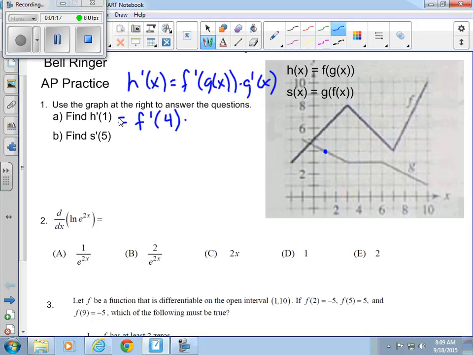g prime of 1. How would I find g prime from a graph? If that's g, what's g prime? What is it, though? What does it mean? It is a derivative. Slope. Luckily, this is just a line. Can I find the slope of a line? So it's rise, it looks like 2, over run, 1, 2, 3, 4. So negative 1/2, since I'm going to the left.